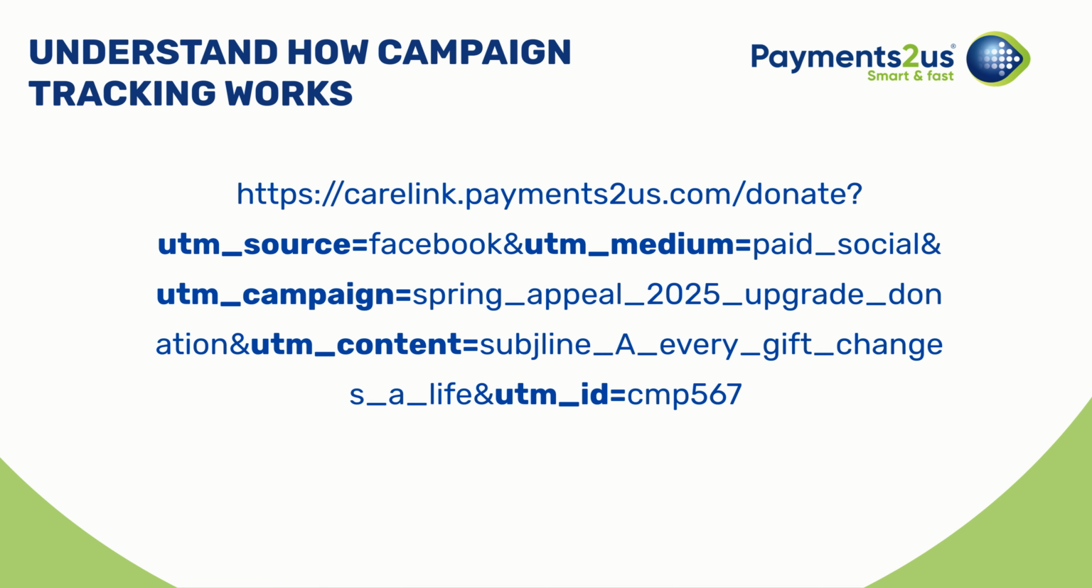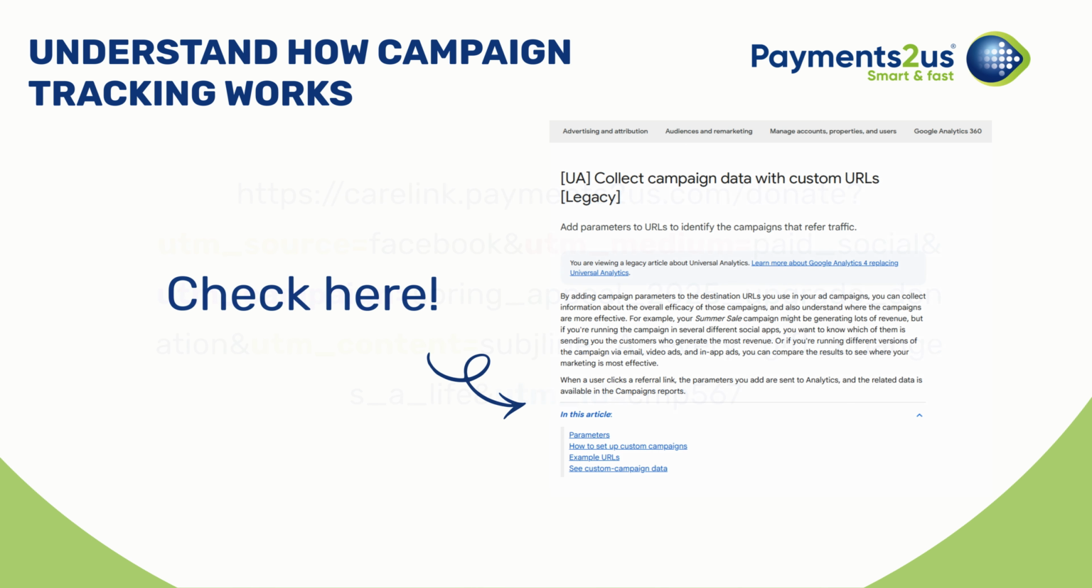Now let's look at an example. Here's a sample donation link with campaign parameters added. In this case, the visitor clicks a paid Facebook ad. The campaign is an upgraded version of last year's Spring Appeal. And we're running subject line A for this version: every gift changes a life. To learn more about other UTM parameters, you can visit Google Analytics Help for detailed guidance.